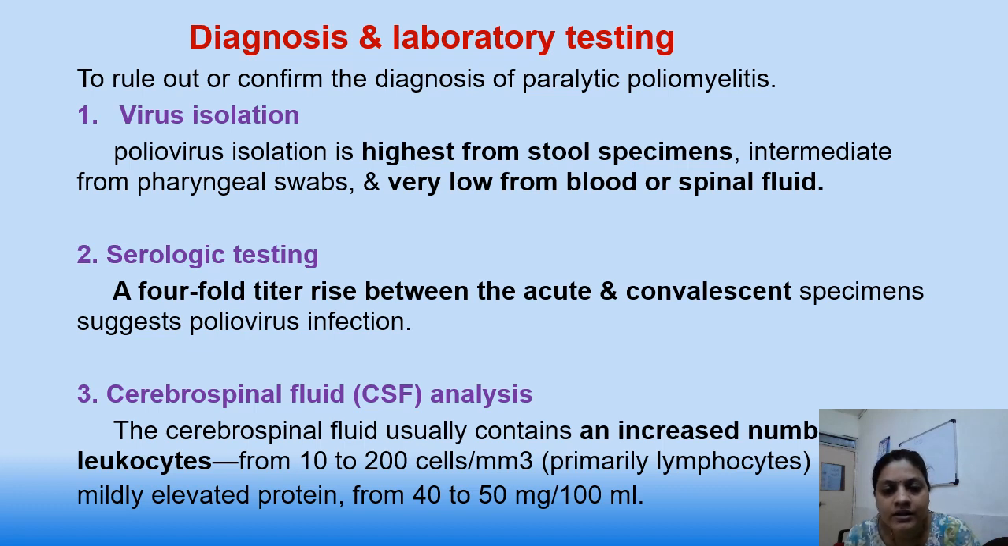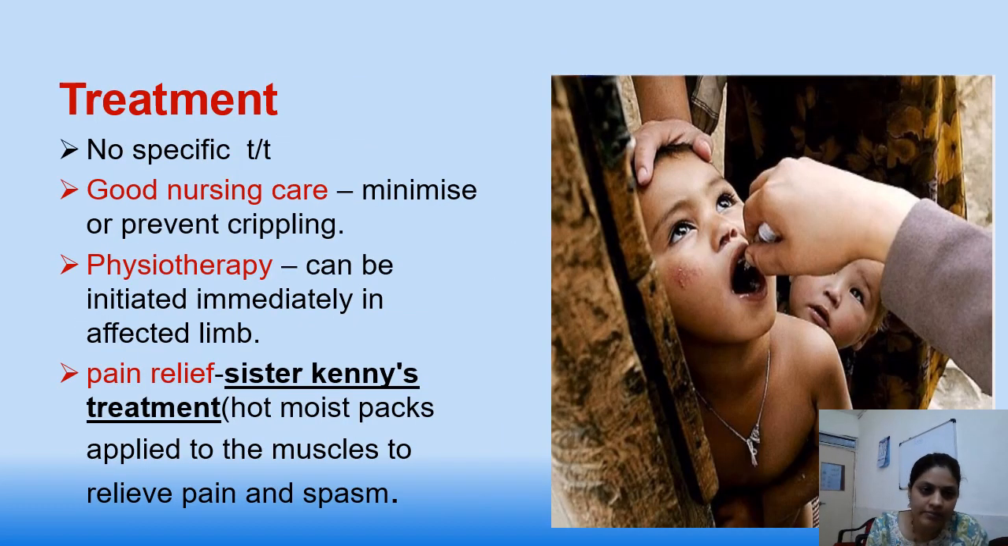A four-fold titer rise between the acute and convalescent specimens suggests poliovirus infection. Virus isolation is highest from the stool samples. Then we can do the serological testing, which shows a four-fold titer rise between acute and convalescent specimens, suggesting poliovirus infection. CSF analysis: the cerebrospinal fluid usually contains an increased number of leukocytes from 10 to 200 cells per millimeter cube and mildly elevated protein from 40 to 50 milligrams per 100 ml.